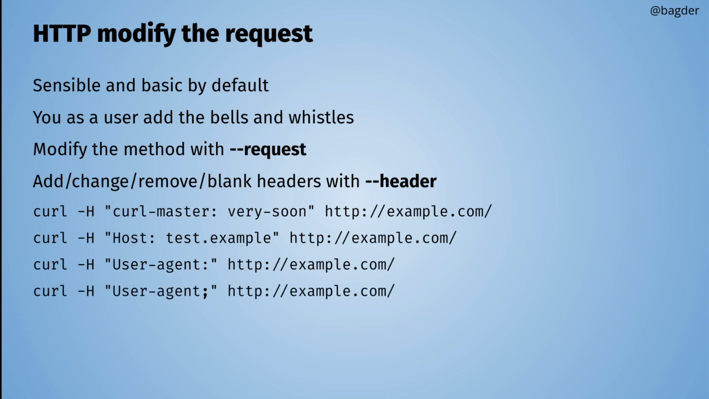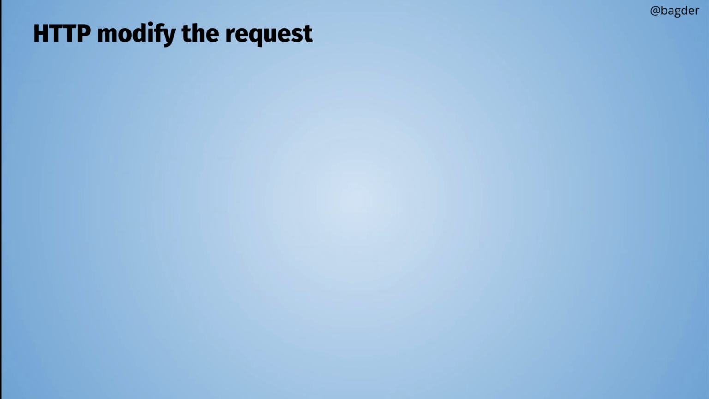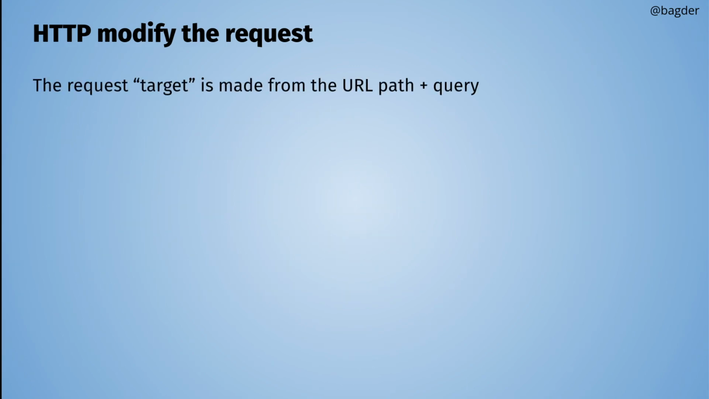And if you use this magic little trick and use a semicolon instead of a colon, basically User-Agent semicolon, it means send this header but with a blank content on the other side of the colon. So basically no value for this header, which is rather unusual, but still you can do it. It's fun.